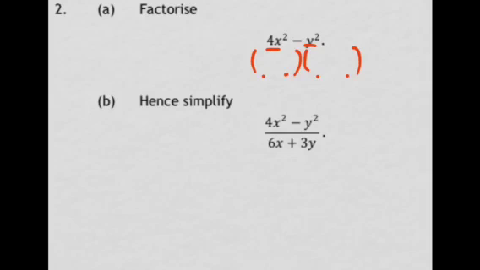And that's it done. For the second part of the question, take your answer from part A, factorise the bottom by doing a common factor of 3, and then if you do that, some of your brackets should actually simplify.